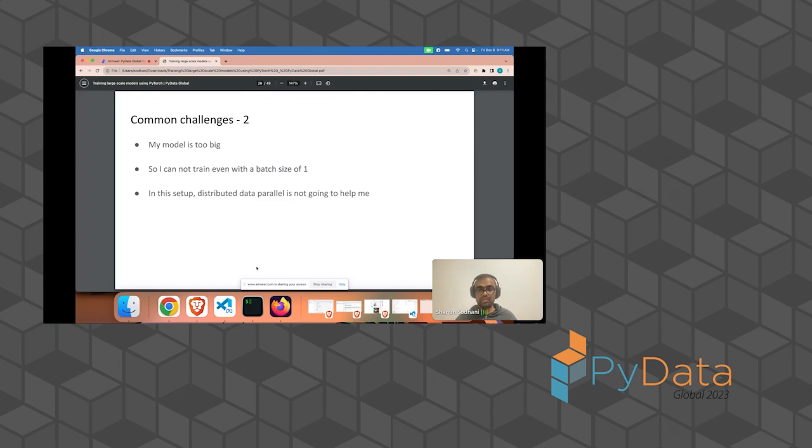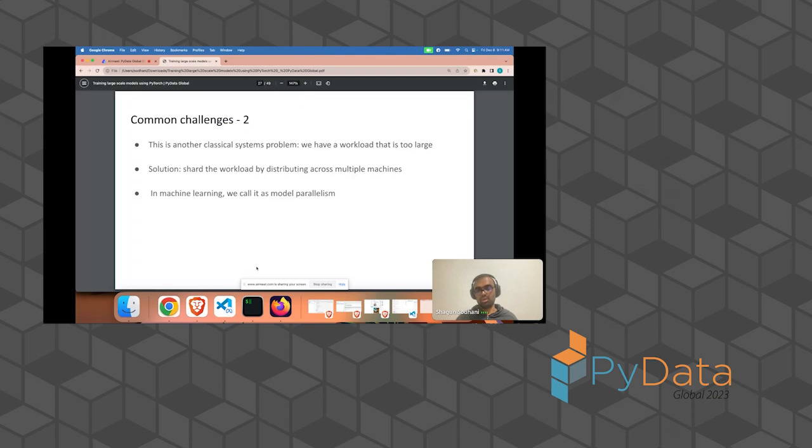Now, in a setup like this, distributed data parallel is not going to help me, because what distributed data parallel does is it allows me to increase the batch size. But for that, I should be able to load at least a batch size of 1. Whereas in this case, I cannot even do that. So distributed data parallel is out of the way. We have to think of something else. Well, this is another classical systems problem. So we have a workload that we want to run, but this workload is very, very large to run.